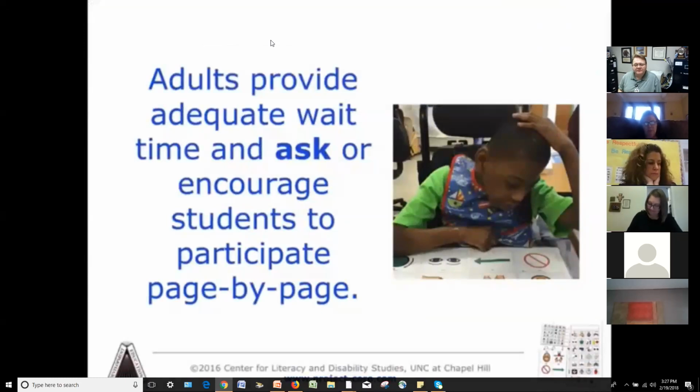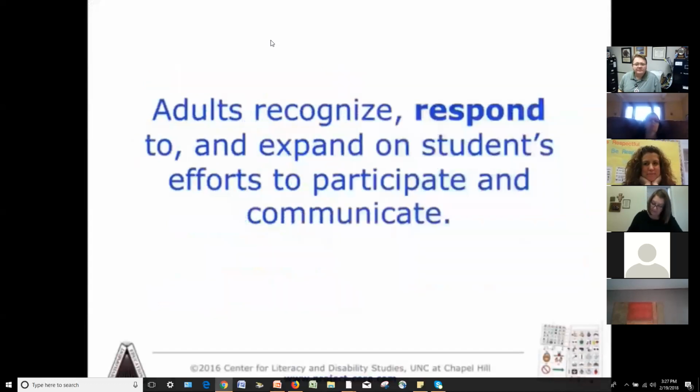This processing time is vital for students. When we interrupt this processing with questions or encouragement, students often have to start processing all over again. Waiting quietly provides a student with an opportunity to try to interact using whatever means is available. One of the tricks to a good shared reading experience is for the adults in the room to become highly attuned to what the student is doing while the book is being read. Everyone needs to learn to recognize communicative attempts or behavioral changes and respond to them.